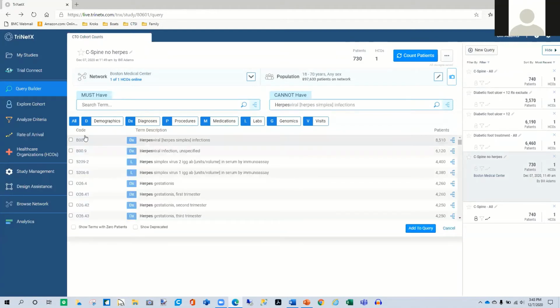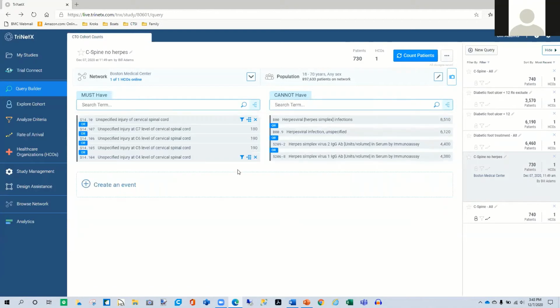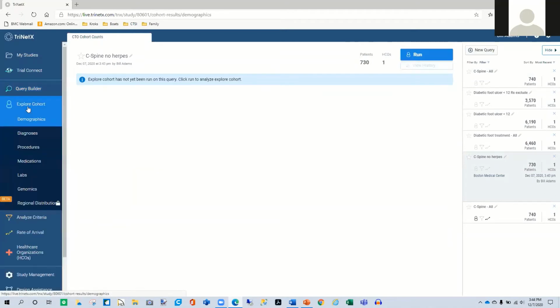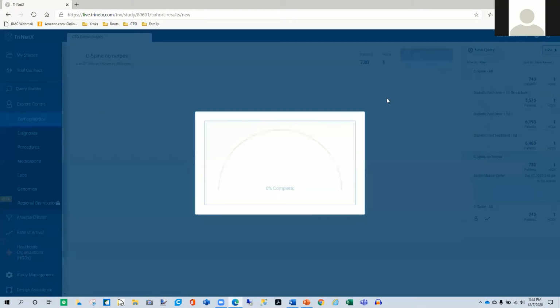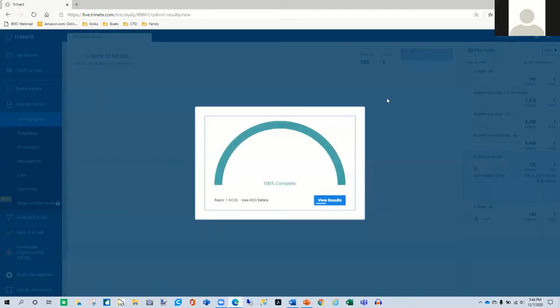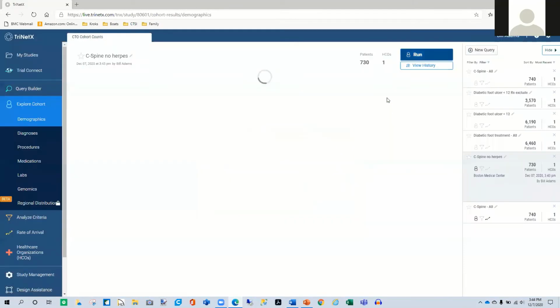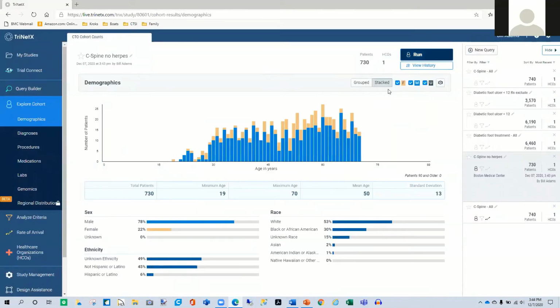When I went in here, I just included a lot of these different codes. And I was able to say that they should never have had one of these diagnoses. And then when I ran that, I only lost 10 patients. So 740 had the other criteria, and when I got rid of herpes, I got rid of that. And if I explored this cohort, it is going through like 2 billion rows of data, so that's pretty fast.